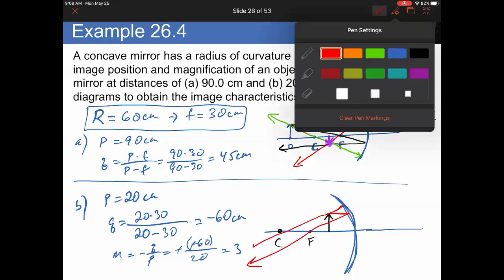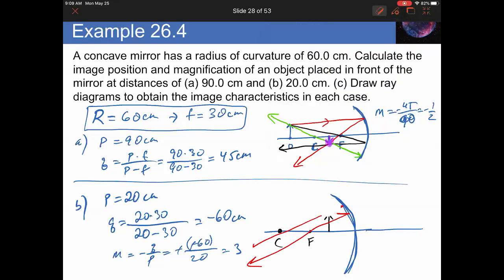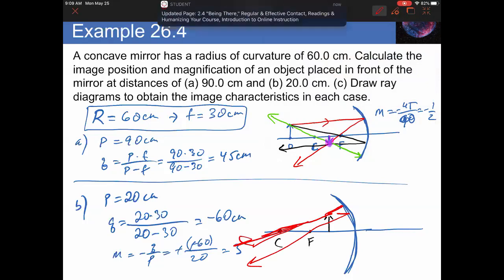All right, so let me try to do a little better job with this one. It's going to hit and then go to that point C. Even worse, but all right.